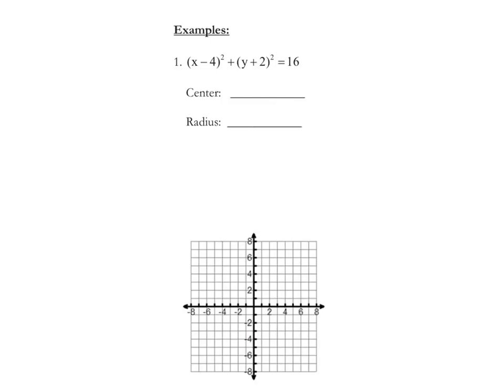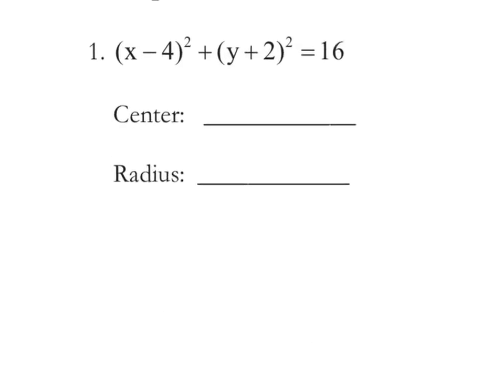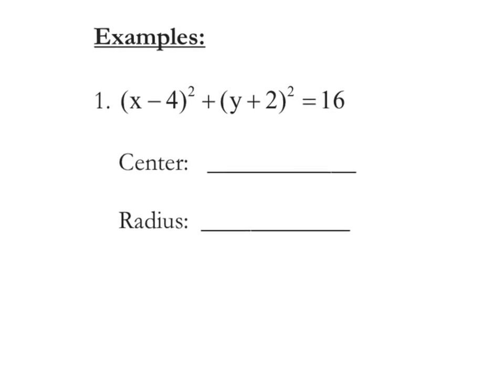All right, first example. This one should be pretty quick. What is the center of this circle? All we do is change both signs. So it is 4, -2. What's the radius? Square root this number because 16 is r squared. So the radius is 4. That's it.